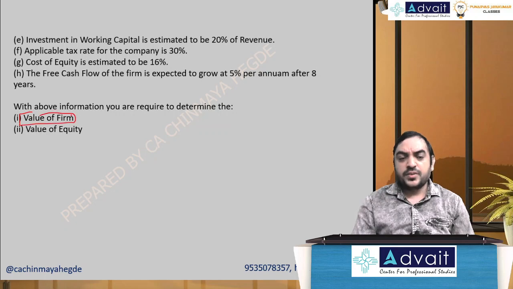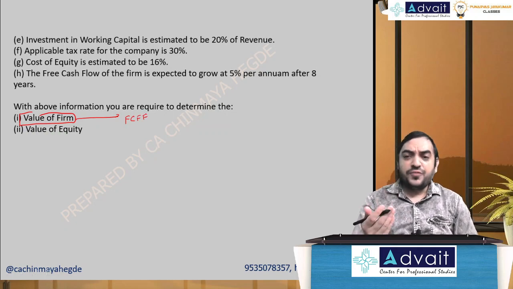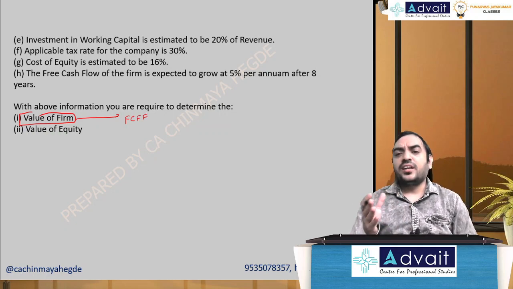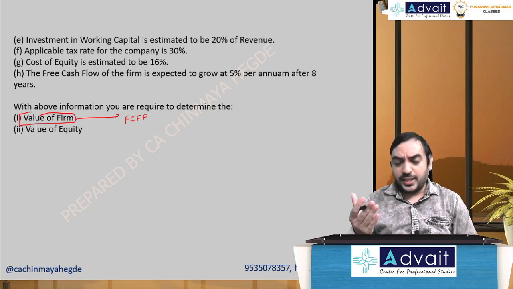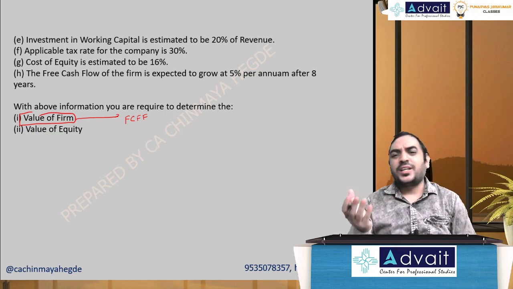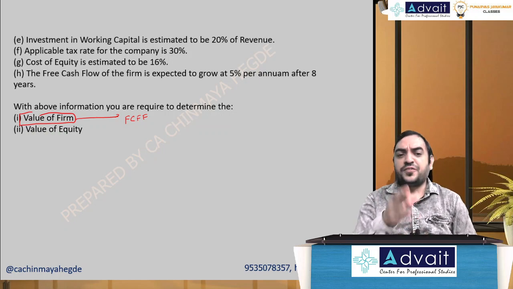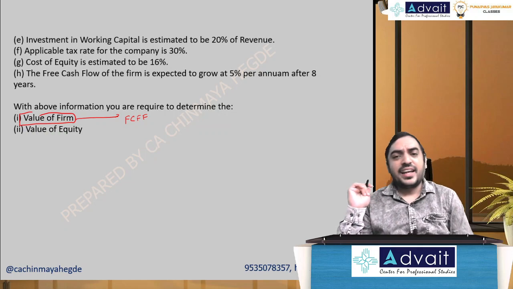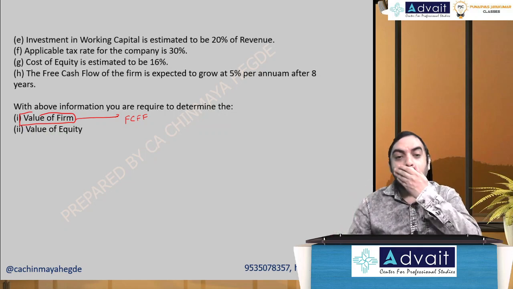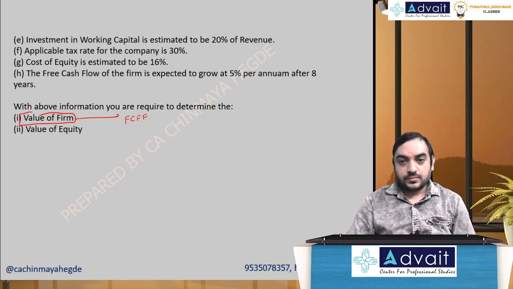For the value of the firm, what do we require? We require free cash flow to the firm, FCFF. For the value of equity, ideally we require free cash flow to equity, but I will not follow that method. As we discussed in the basics, I compute the value of the firm, subtract debt, and get the value of equity.